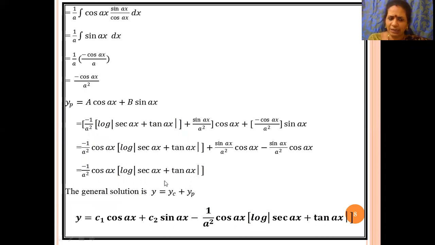What is yc? Already we got it using the complementary function, and using the particular integral we got yp. Then substitute those two values, and finally we will get the general solution. This is the first problem.